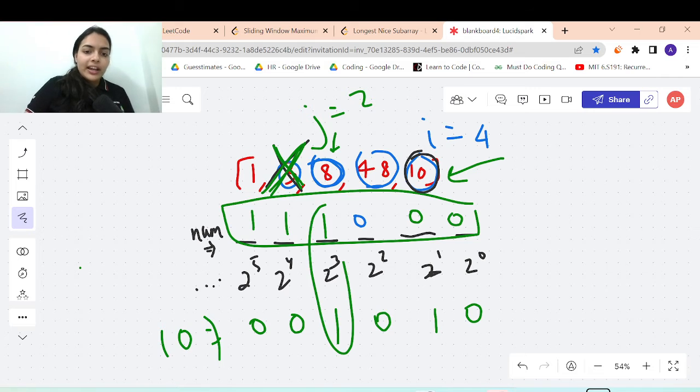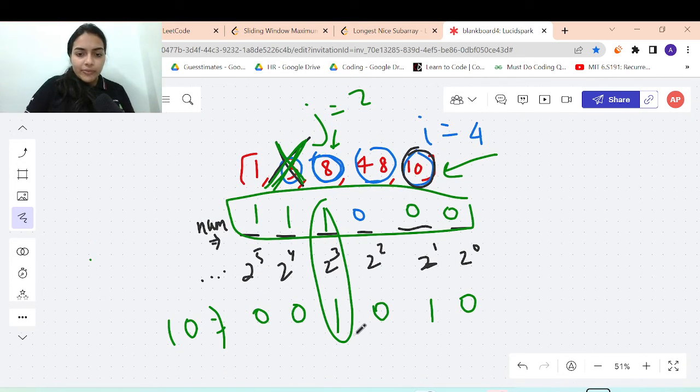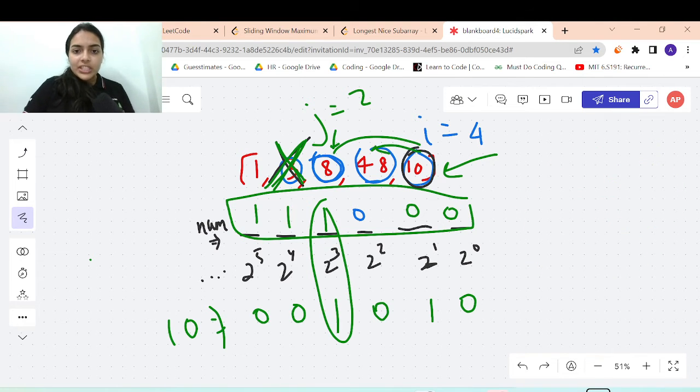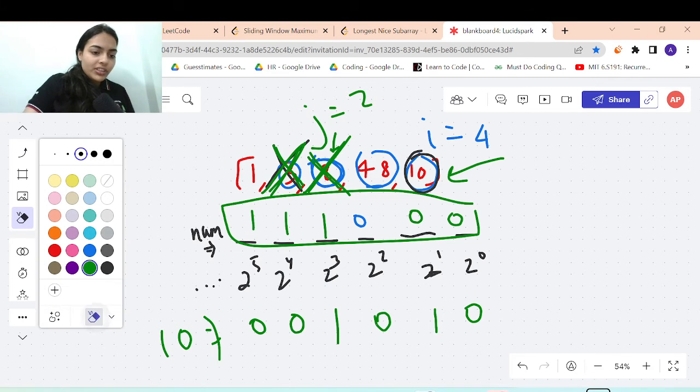Now you can check again, the AND of these two numbers is not equal to 0. Here somewhere we are getting a 1, right? The AND of these numbers is something like this. So this is a non-zero number. So 10 still has a problem. 10 still has a problem with any of the numbers. We don't know with which number it has a problem, but with any of these numbers it has a problem. So now we have to remove 8 also and try to check if 10 is okay.